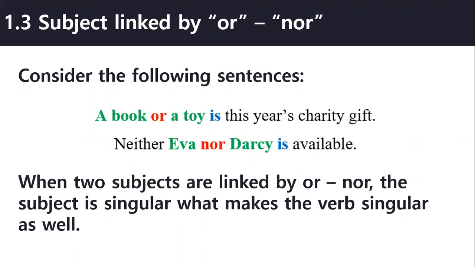The third case is for subjects linked by or, nor. In the sentences: a book or a toy is this year's charity gift. Neither Eva nor Darcy is available. When two subjects are linked by or, nor, the subject is singular, which makes the verb singular as well. Even if it seems like we have two subjects, they are separated by or and nor, and it makes the subject singular, and the verb agrees with it in a singular way.